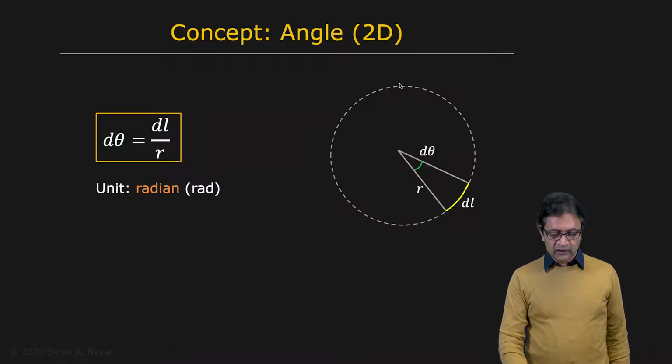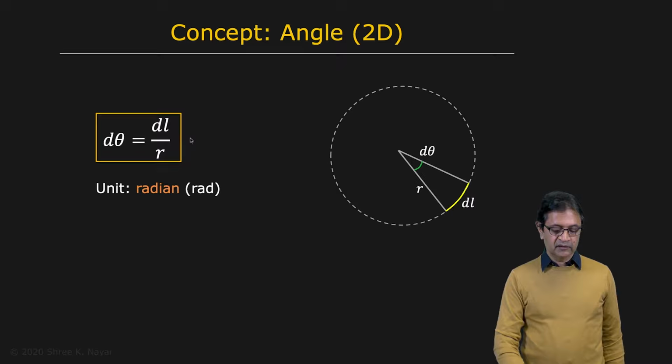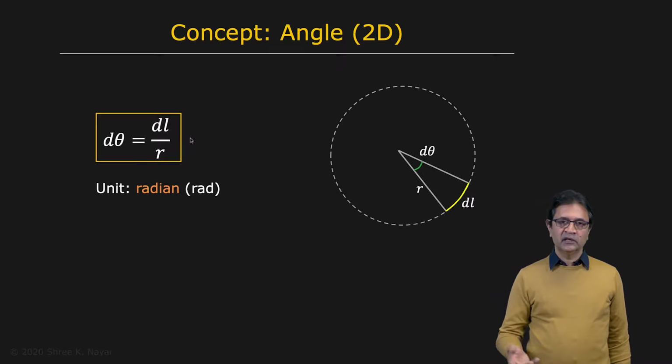You have a circle here of radius r, and you have an arc shown right here, and we want to know what is the angle subtended by this arc as seen from the center. That angle is d theta, and that's equal to the length of the arc dl divided by the radius r. It's a definition of an angle. And the unit is radians.